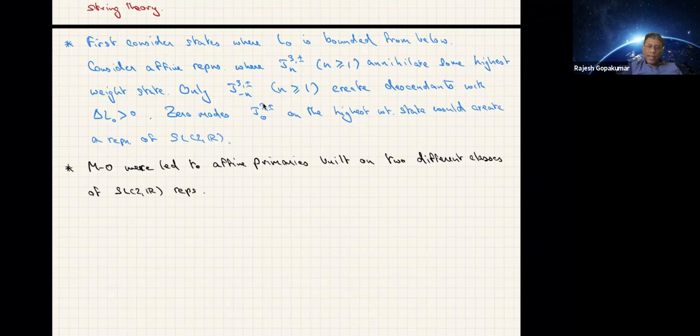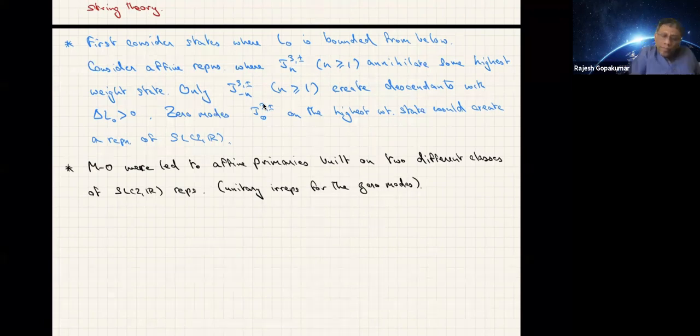And these are unitary irreducible representations for the zero modes, as I said. And what are these? So these are the following. There are the first set, let me call them the continuous representations.